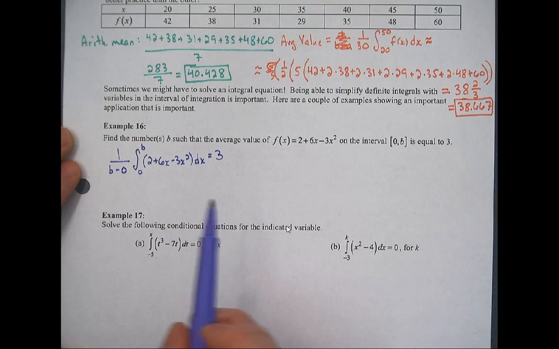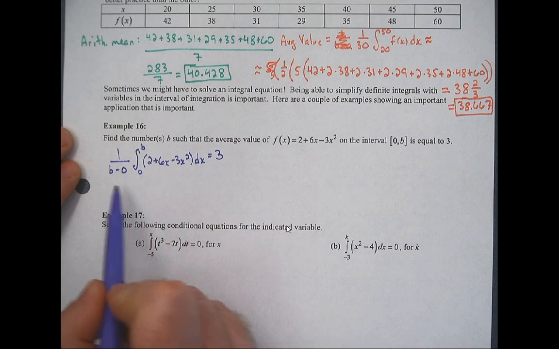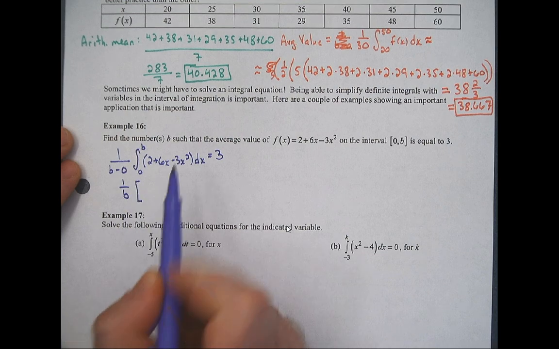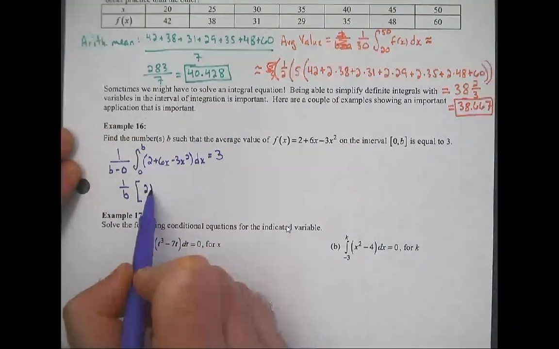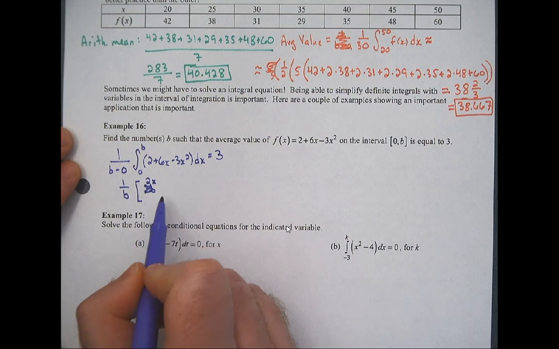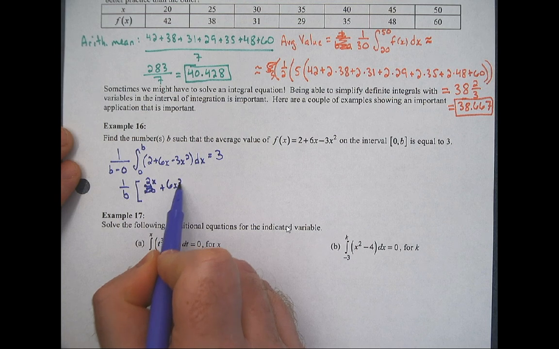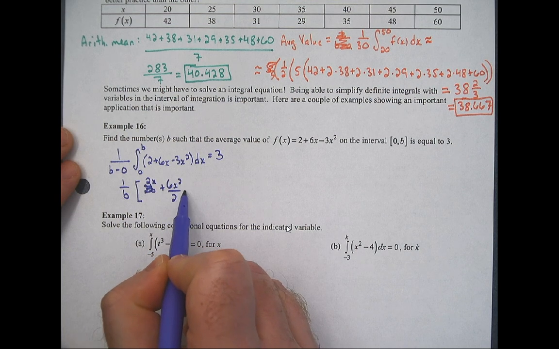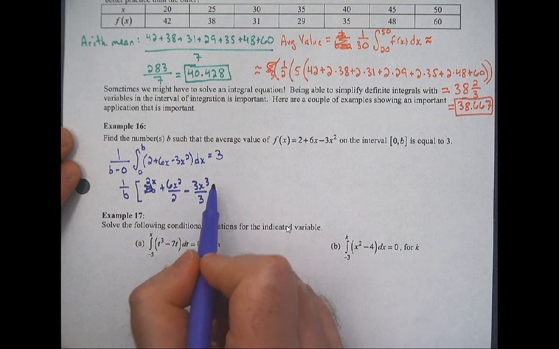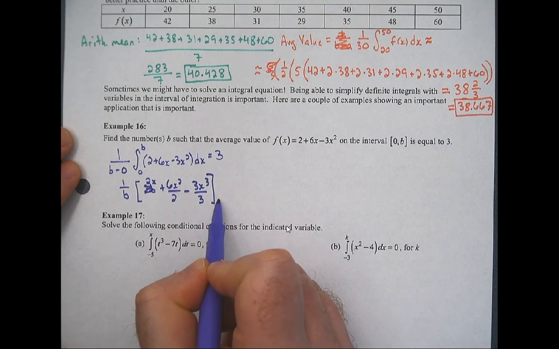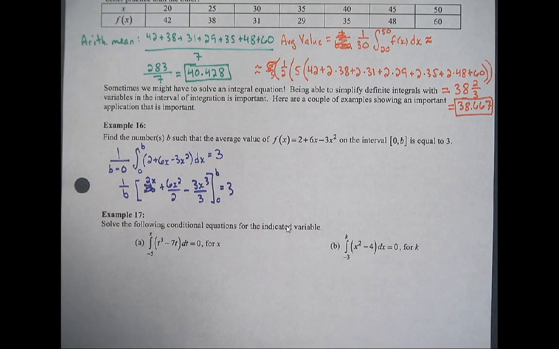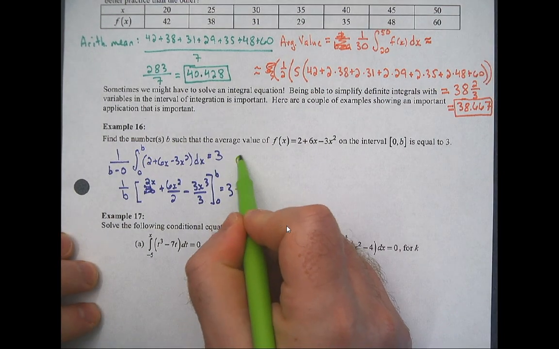So let's do a little bit of algebra here. Let's start to clean up what we can. So 1 over b minus 0 is 1 over b. Let's integrate this thing. The integral of 2 is 2x, because we're integrating according to x, plus 6x squared divided by your new exponent, minus 3x cubed divided by your new exponent. And that's going from 0 to b. This is supposed to equal 3. I ran out of room, so I'm going to bump over here.